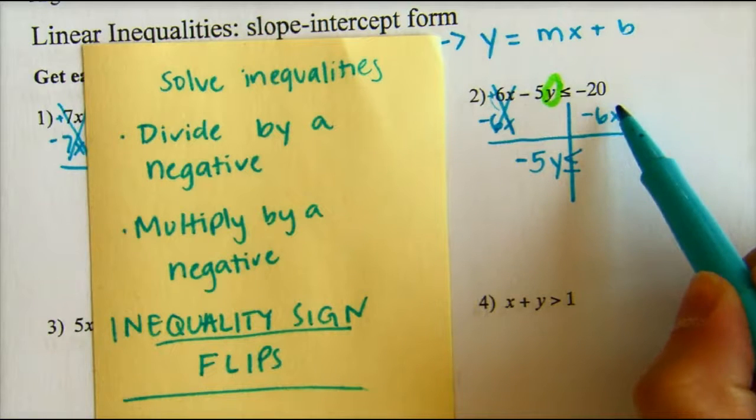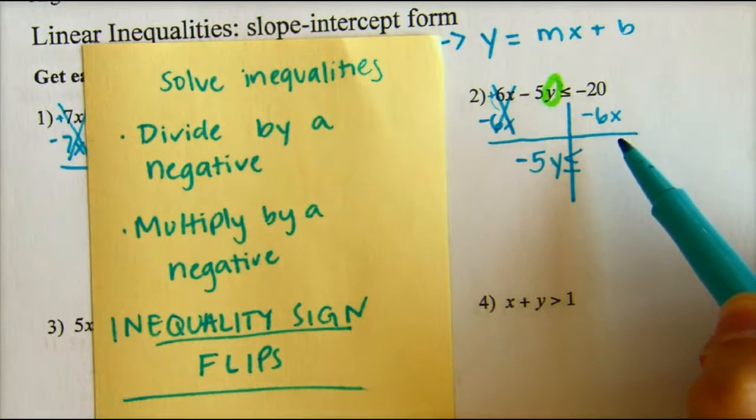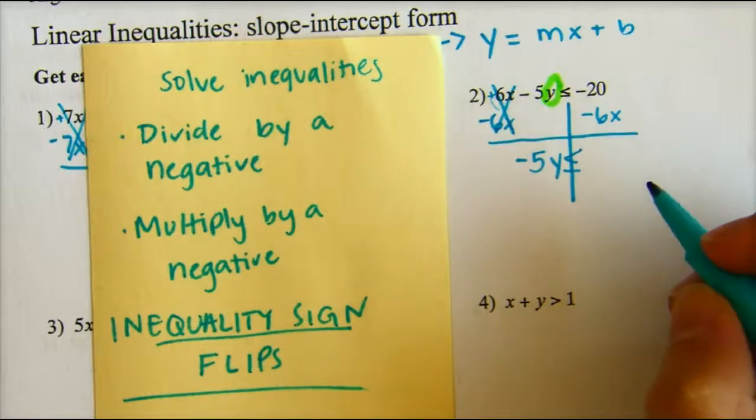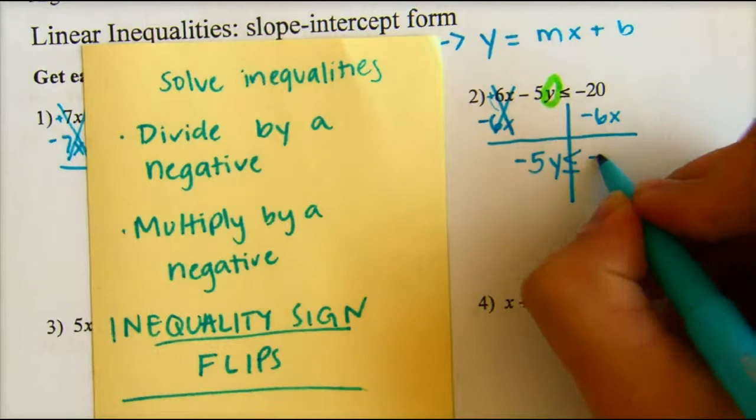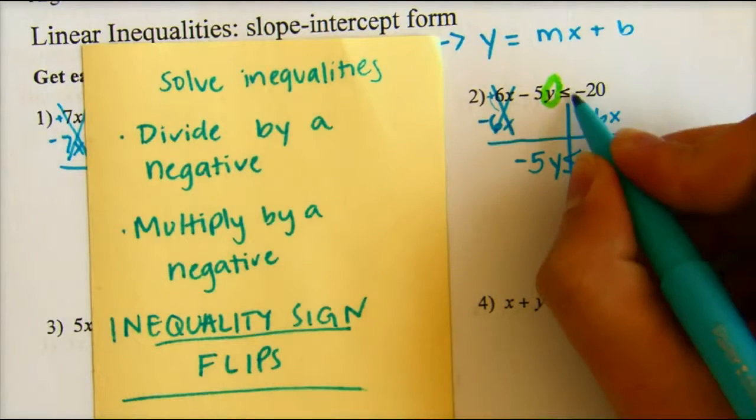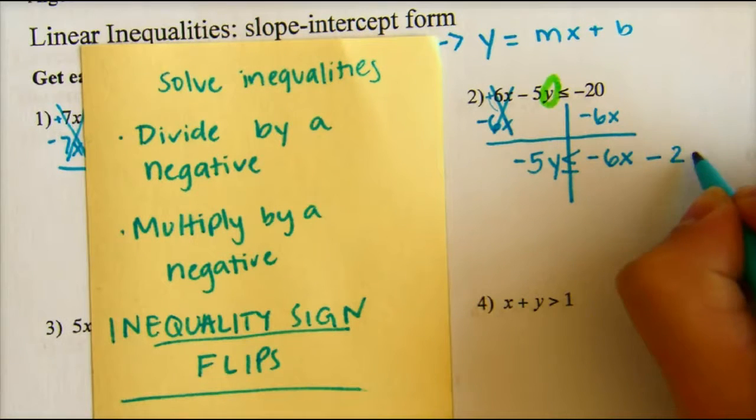Over here, these two terms are not like terms, so I cannot combine them. I'm going to write them out just as they are. So I've got a negative 6x and then a minus 20.